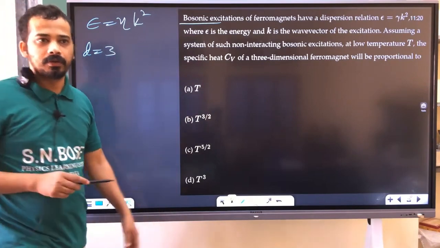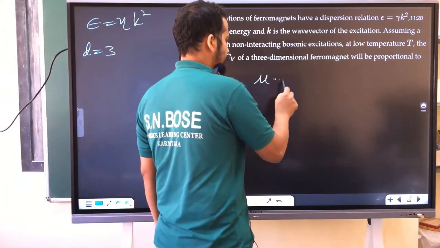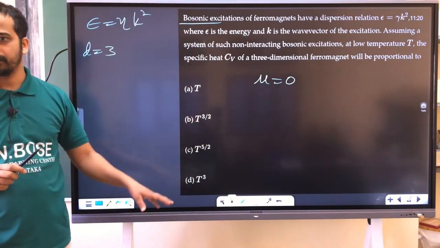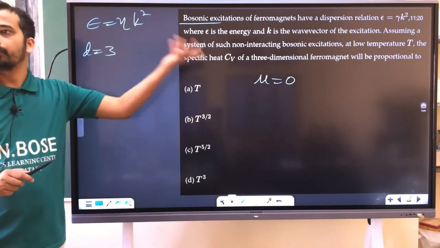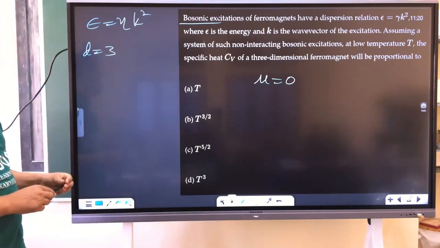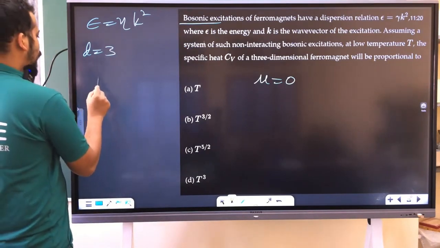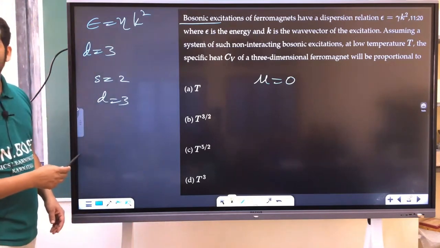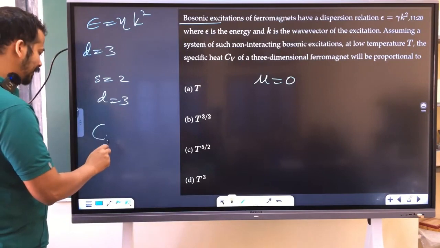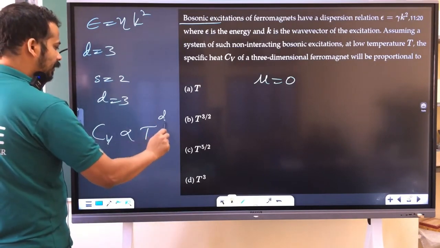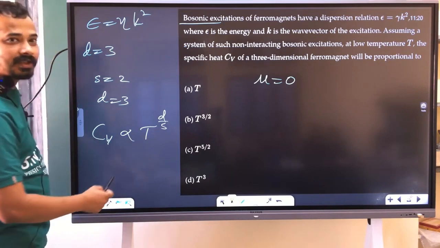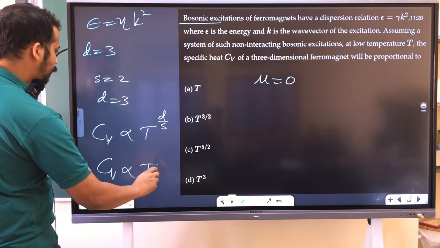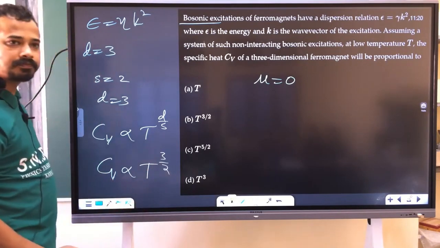Otherwise, you can't do that Debye theory. In one of the CSIR questions, they carefully mentioned it's bosonic with mu equal to 0. Then only will it follow phonon or photon statistics, and you can do that theory. Now what happens? S is equal to 2, D is equal to 3. We did the general theory: specific heat is proportional to T power D by S. Here it helps. Specific heat is proportional to T power 3 by 2.